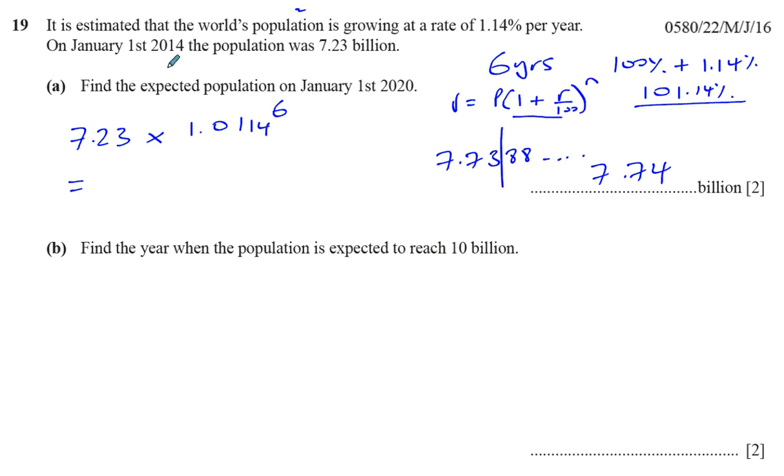It is estimated, so basically we know that the increase is 1.14, so we know that this is the multiplying factor.